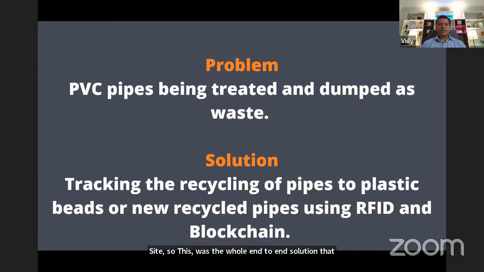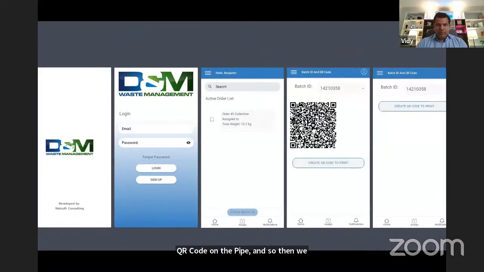So PVC pipes being treated and dumped as waste, we pick them up. When we built the solution, we used RFID and or QR code. I mean, both options are available. QR code is easier because we can print it. So for each pipe, we put a QR code on the pipe so that we can identify it. And for this, we built a mobile app. This is the name of the company, D&M Waste Management.